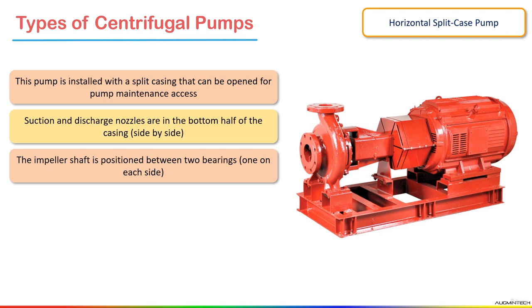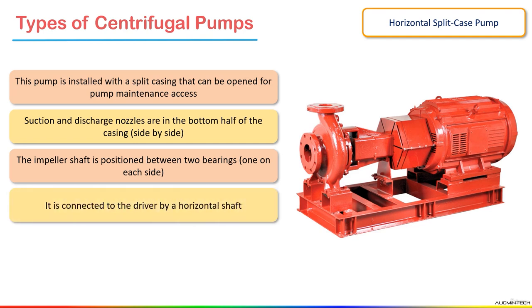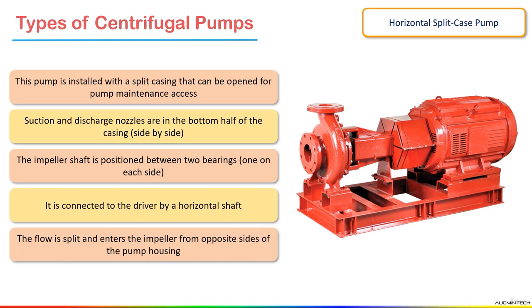I think all of you know about bearings. What purpose are we using bearings for? Bearings constrain the relative motion of the shaft and reduce friction between the rotating shaft and the stator. So this is the main purpose of using bearings. In this pump, the impeller shaft is positioned between two bearings and it is connected to the driver by a horizontal shaft. The flow is split in this pump. You can split the flow and enter the impellers from opposite sides of the pump housing.